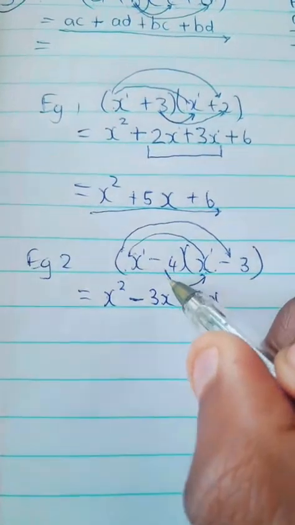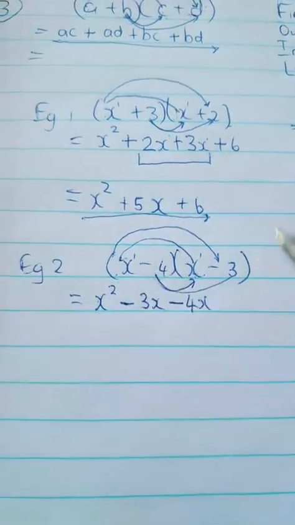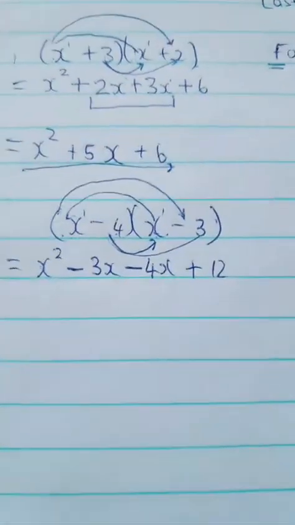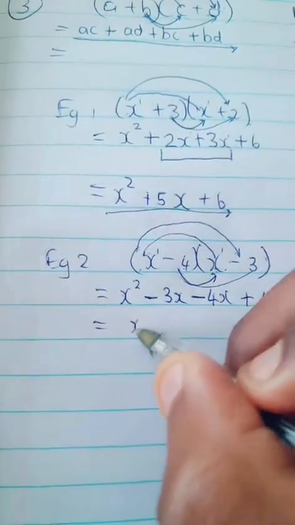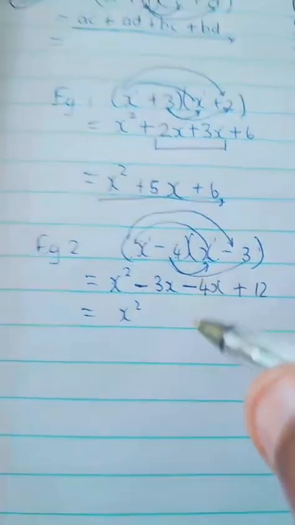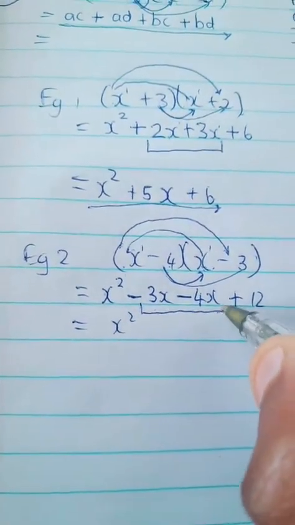Then the last terms, negative 4 times negative 3. A negative times a negative is positive. 4 times 3 is 12. There's no letter. Therefore, the answer is x squared minus 3x minus 4x plus 12. The x terms are like terms, so I can add like terms.